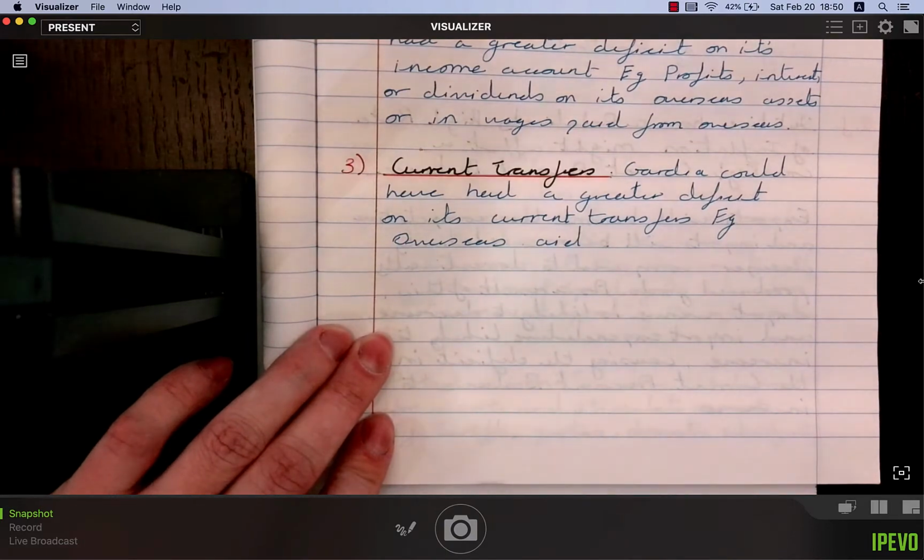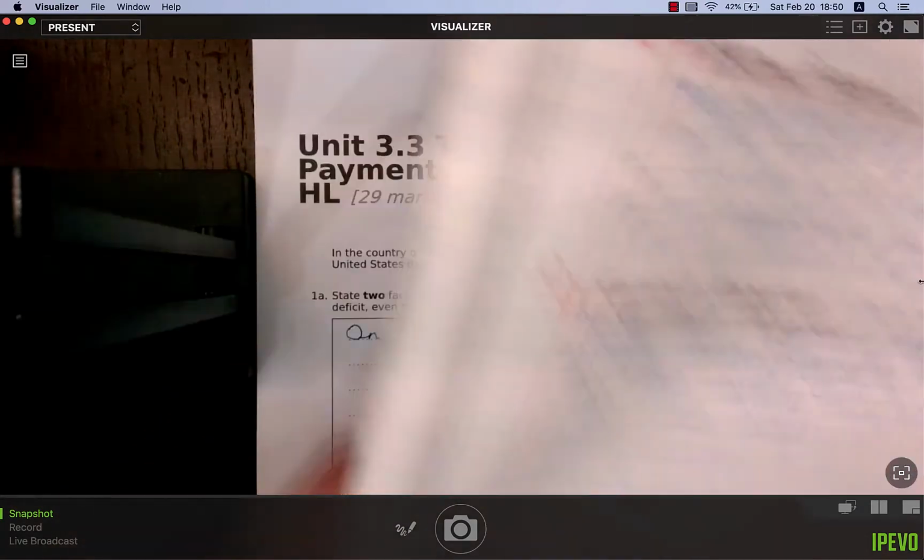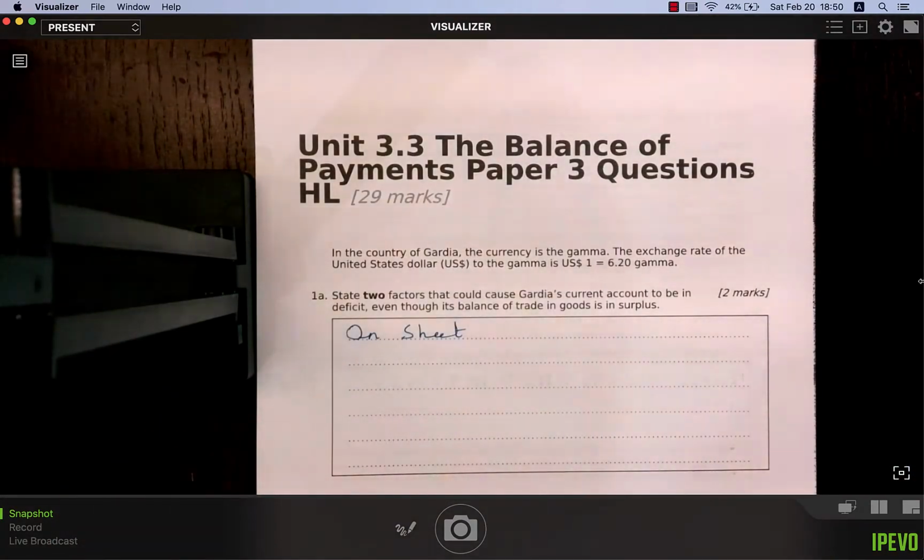And the final one is current transfers. Guardia could have had a greater deficit on its current transfers, for example something like overseas aid. So Guardia could have been giving aid to foreign countries, that's money leaving Guardia, leaving the balance of payments, measured in the current account, than it would have received from foreign aid or other reasons like that. So that's the answer to the very first question. Hopefully that makes sense, and it's very important that you do understand these things as we go through.